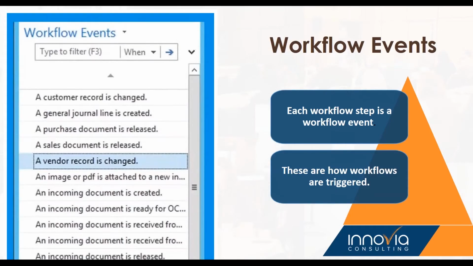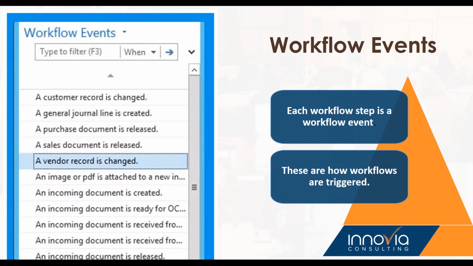So here's a list of some of the events. Each of those workflow steps is an event. Inside of NAV and Business Central, you have what we call events. Those events would need to be converted to workflow events. There are two separate tables. So if it's not already listed in the workflow events, but it is an event in NAV, you can add it to the workflow events as well.